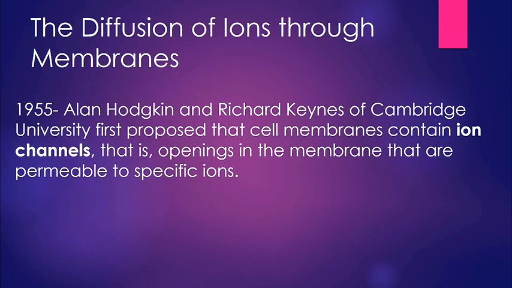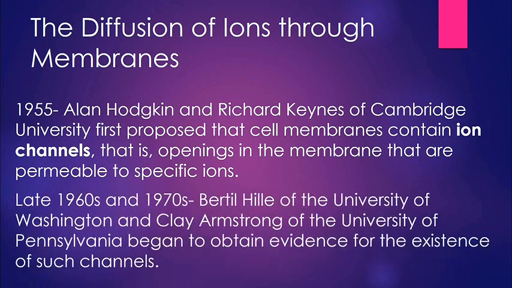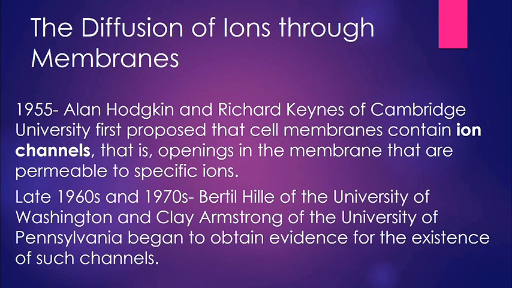In 1955, Alan Hodgkin and Richard Keynes of Cambridge University first proposed that cell membranes contain ion channels, that is, openings in the membrane that are permeable to specific ions. In the late 1960s and 1970s, Bertil Hille of the University of Washington and Clay Armstrong of the University of Pennsylvania obtained evidence for the existence of such channels.